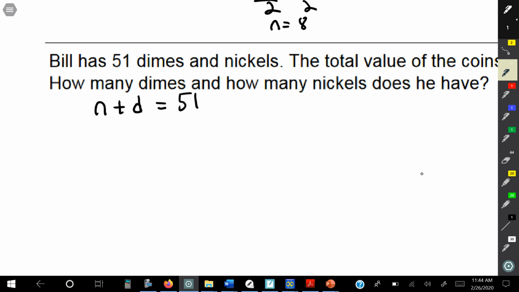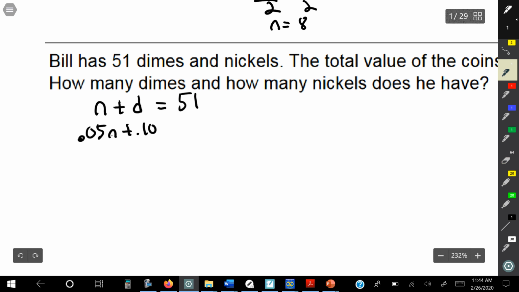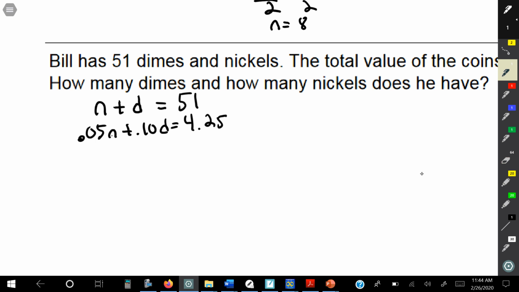But the amount of money is going to be 5 cents times every nickel plus 10 cents times every dime, equal to $4.25. All right, so again, there are multiple ways of doing it. If you want to, you can solve for n and plug that value in.